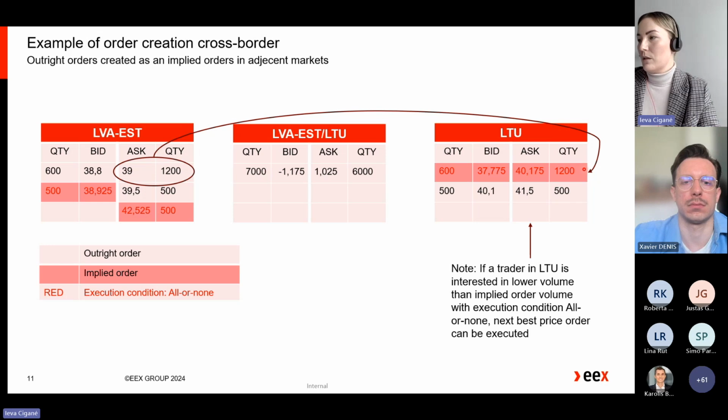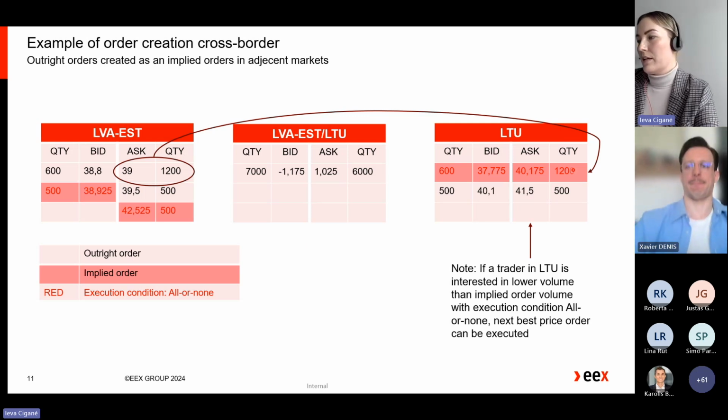In this example, the darker pink color represents implied orders created through ICA. What is really important to know is that all implied orders have an execution condition of all or none, which means that they can be fulfilled only in the full volume. If you don't need the entire volume and it's the best price order, then you can execute the next best price order in line with a lower volume.